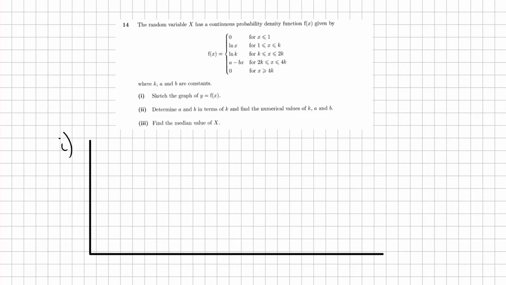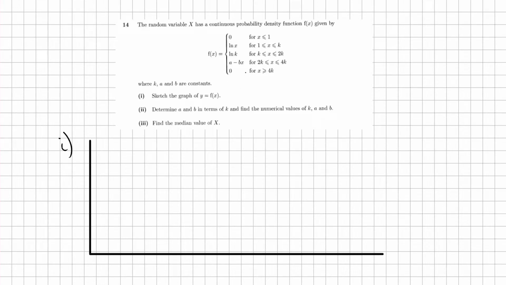Hello, this is STEP 2, 2007 question 14, the last question on the statistics part of the paper, where you're asked to consider a random variable X with this continuous probability density function, where it's 0 for values of x less than or equal to 1, the natural log of x between 1 and k, the natural log of k between k and 2k, and a minus bx between 2k and 4k, and 0 everywhere else.